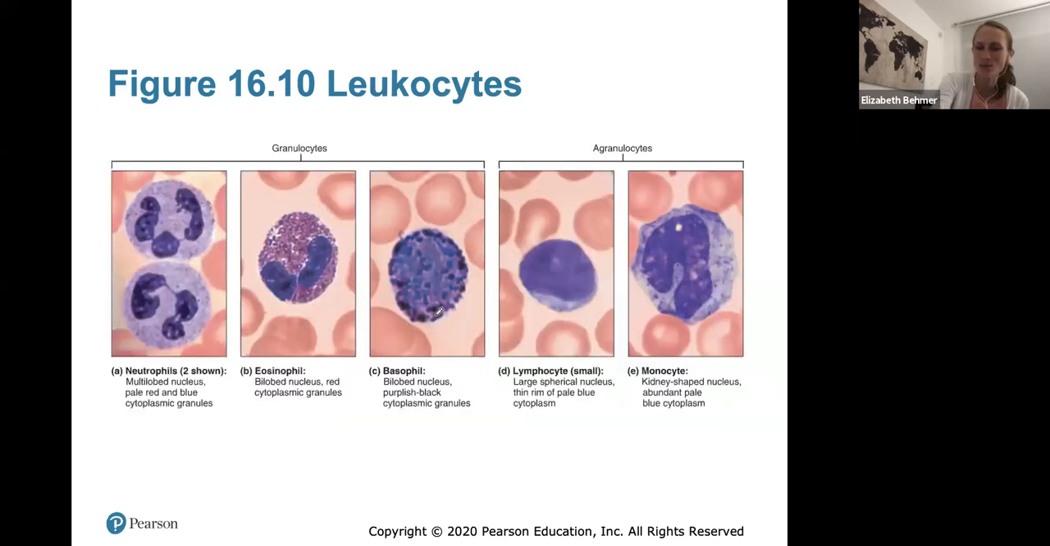So again, understanding what the leukocytes look like, how common they are, like what's the most numerous, what's the least numerous, what's the largest, the monocyte, and then knowing a really brief, general function of each will be important.